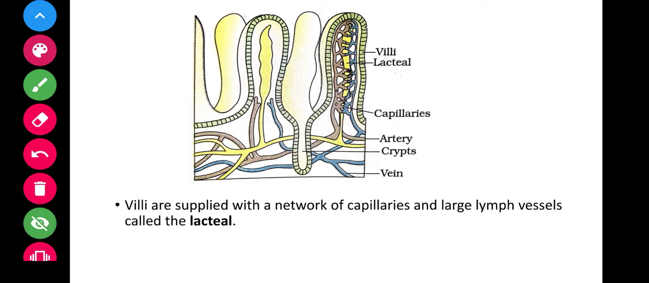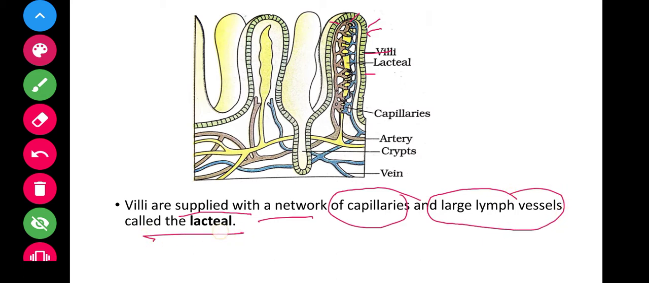Next, these are the villi, and above villi microvilli are present, and villi are supplied with a network of capillaries and large lymph vessels called lacteal, okay? These are lacteal. These capillaries and large lymph vessels, these are lacteal, okay?